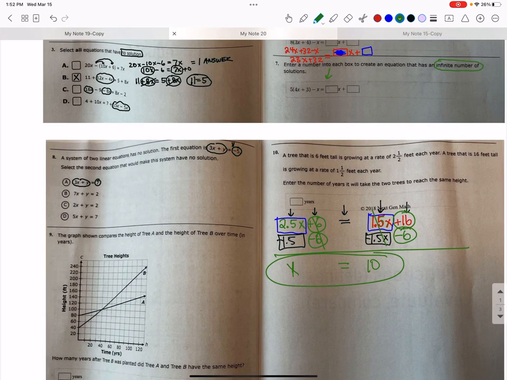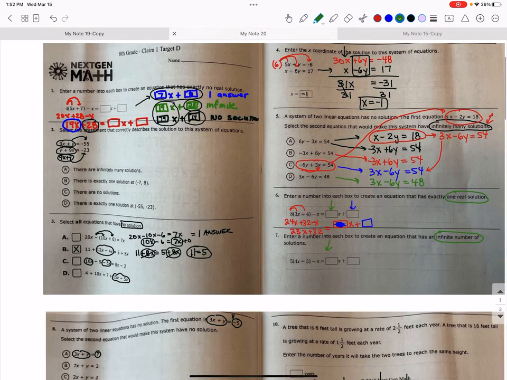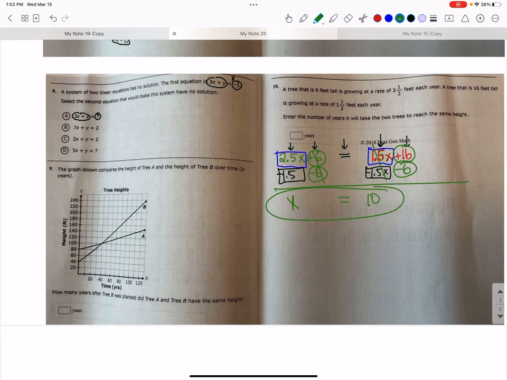So if you could do that by yourself, great. If not, this was a very hard section. Very hard section. You see that they want one solution, infinity, no solution, and one solution. They want you to know that.